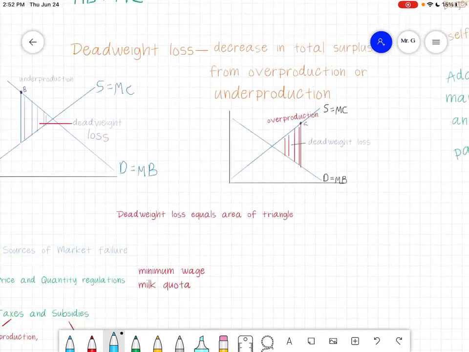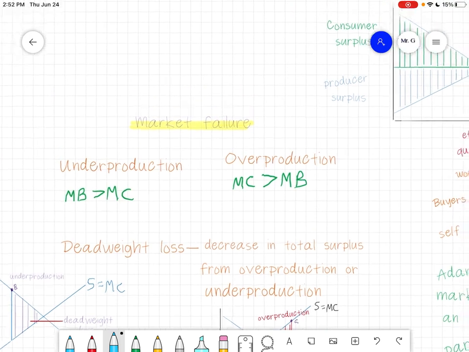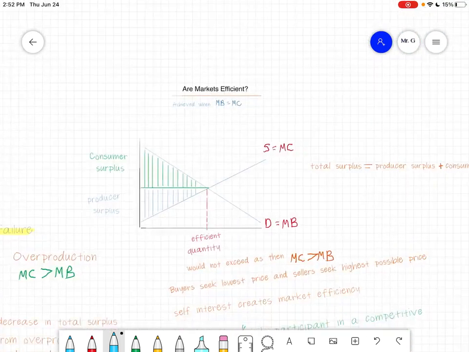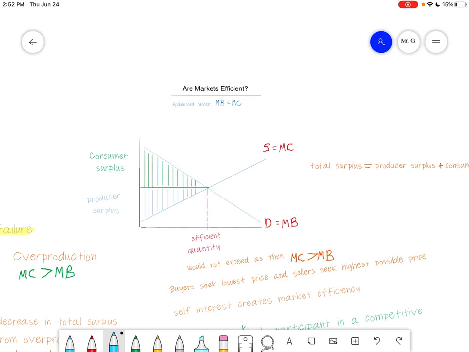All right, so that is market failures, and so are markets efficient? You have to know, obviously, that markets are efficient where marginal benefit equals marginal cost, where total surplus is being maximized, and where you do not have a deadweight loss. In those markets, you are efficient.